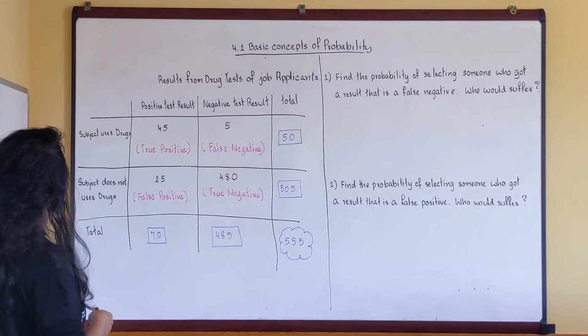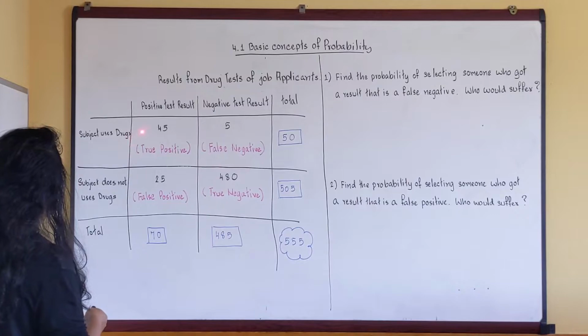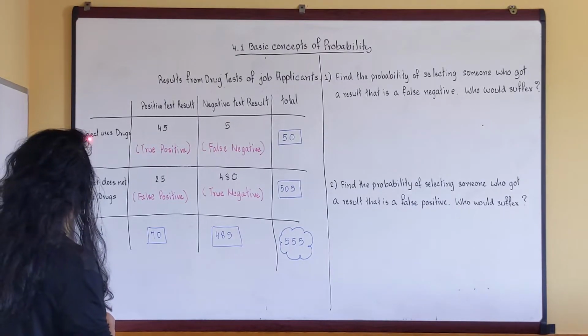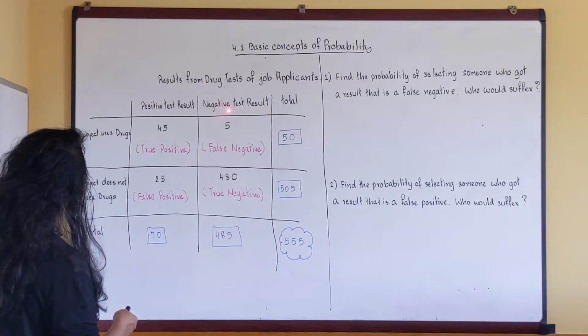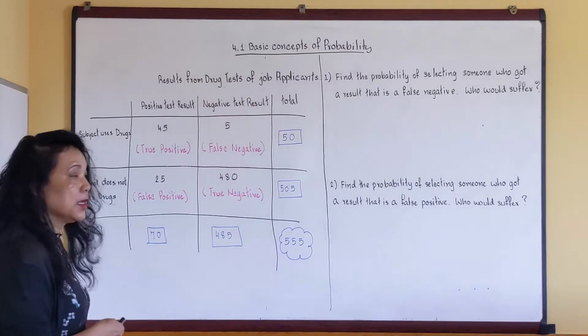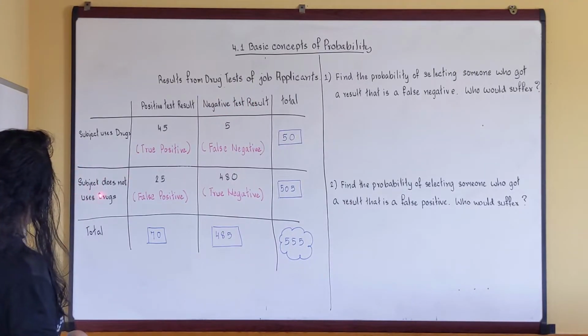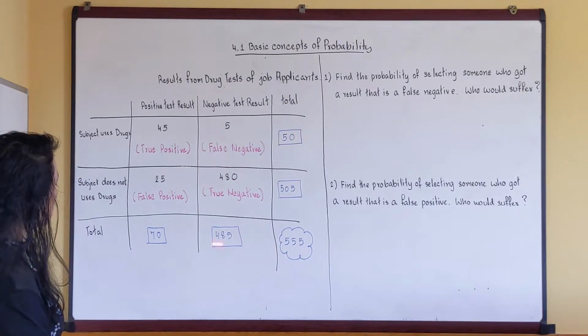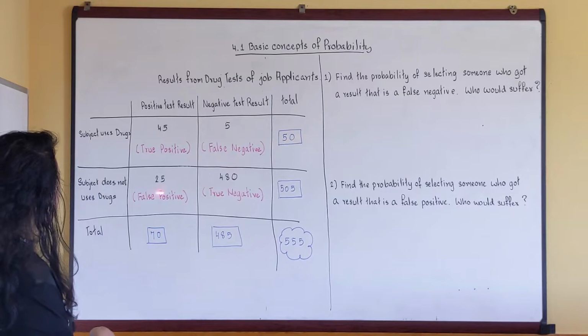Alright, so I have this 2x2. The first cell, subject used drug, and the test is positive. There are 45 of them. Now subject used drug, but the test is negative. There are 5 of them. Subject does not use drug and the test comes out positive is 25, and this cell is 480. And the ones in the box here, I add the rows and add the columns and so on.